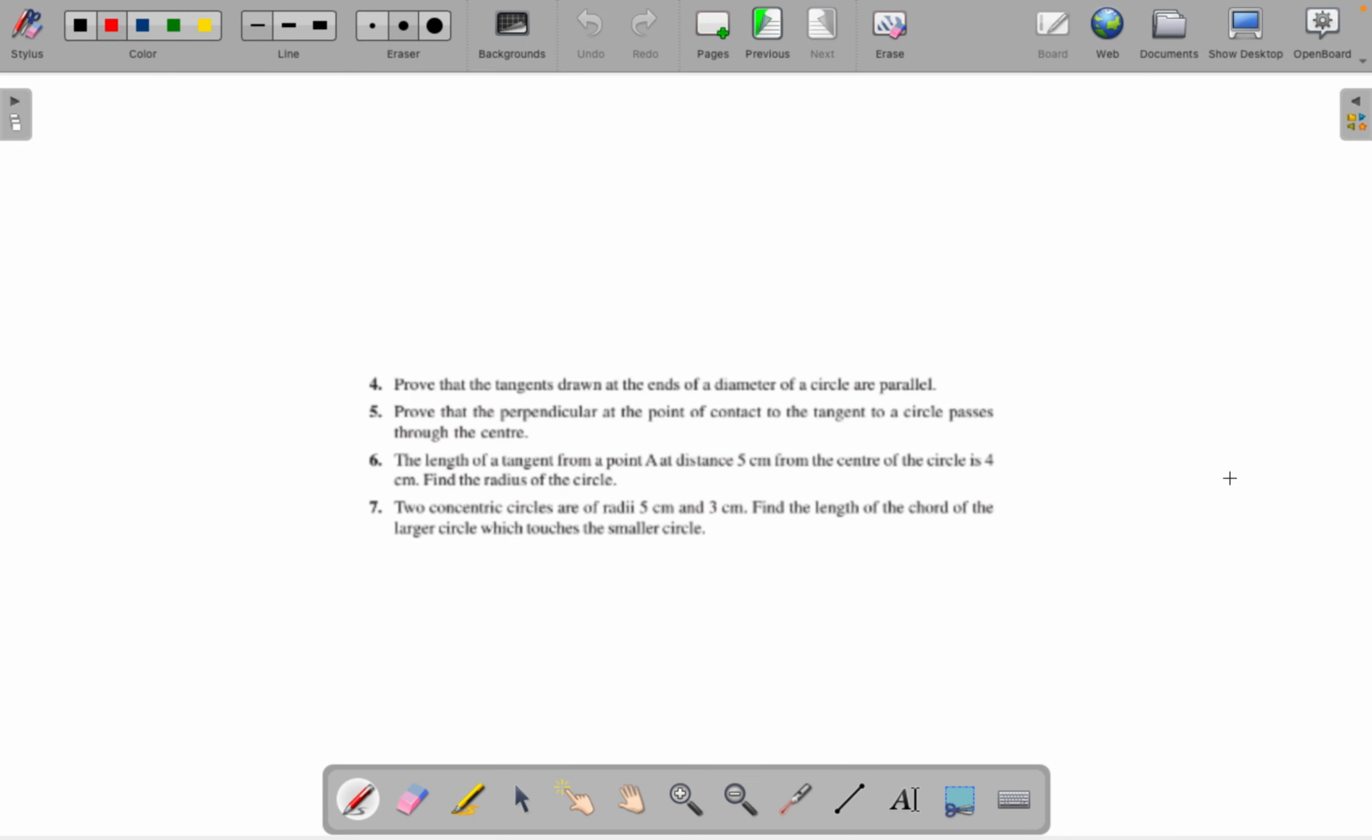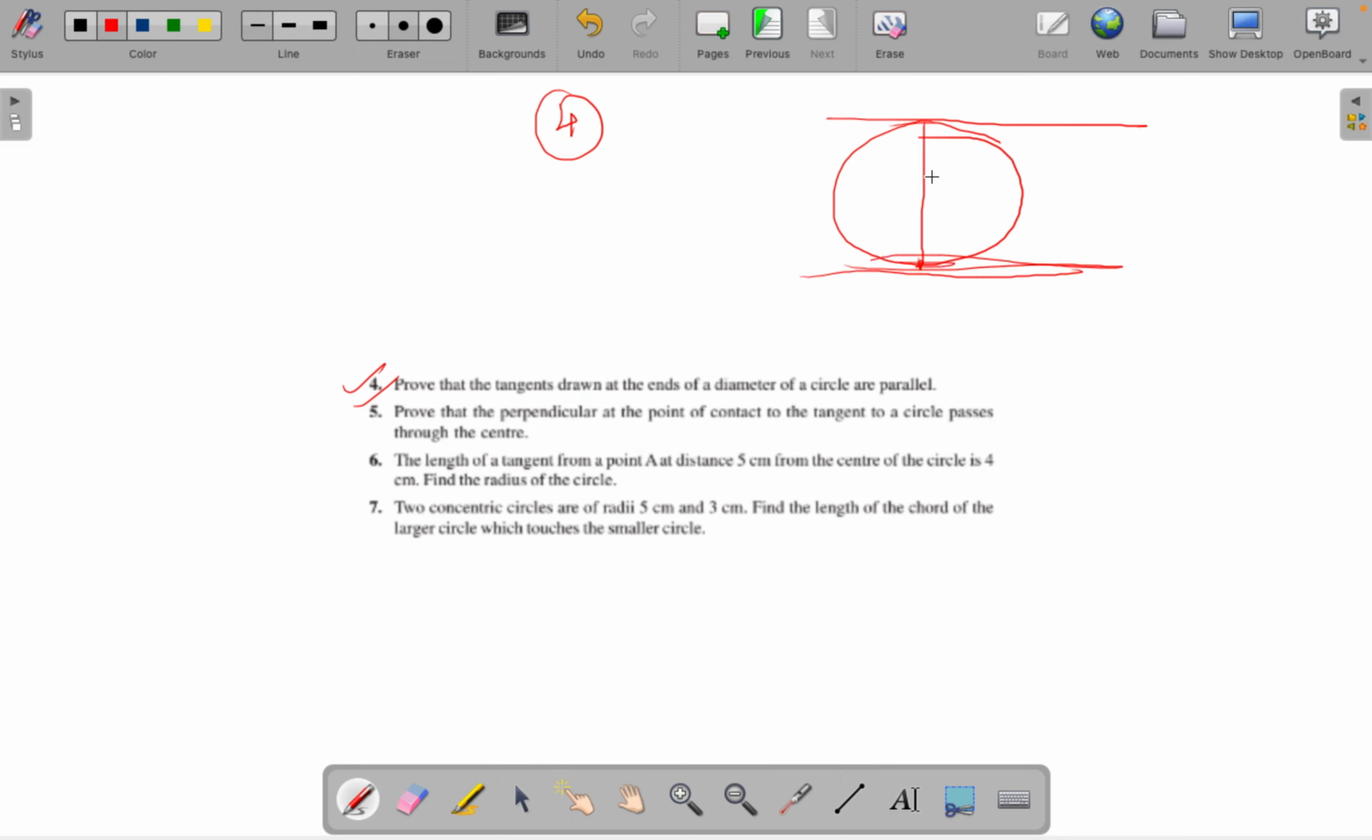Now, when we talk about question number 4, prove that the tangents drawn at the end point of the diameter, this is the diameter, end point of the diameter are parallel. Again, very simple logic. ये diameter है, यानी कि center PA. So आपको पता है, consider this as one angle, this as two angles. So angle 1 is 90 degree.